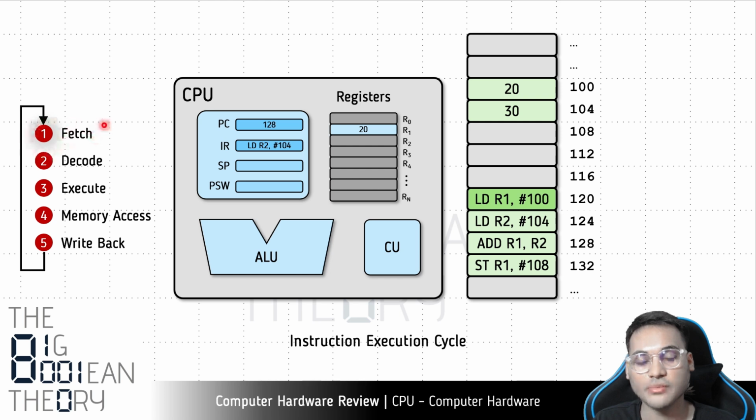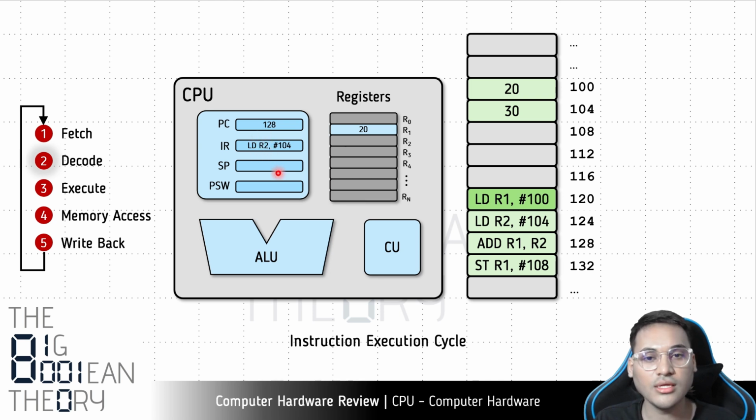So this is the fetch step. The second step is the decode step. Here the CPU will figure out that this is a load instruction, and the source location, the first operand, is memory location 104, and the destination location, the second operand, is the register R2.